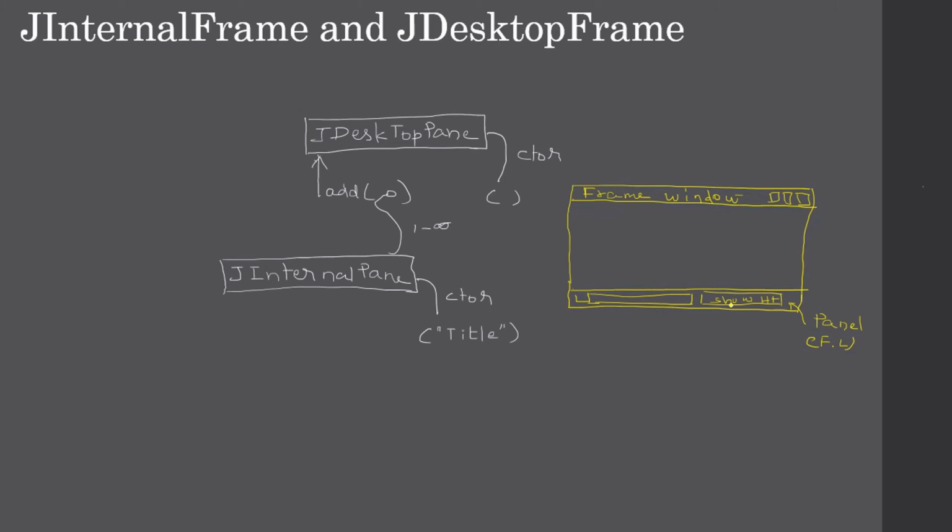So when you click show HTML, this will display multiple internal frames whenever you click this. That means once you click show HTML, it will show a static HTML content inside a desktop pane that we will add here. That means here we have to add a desktop pane. So the desktop pane will be added to the center portion of the frame window.